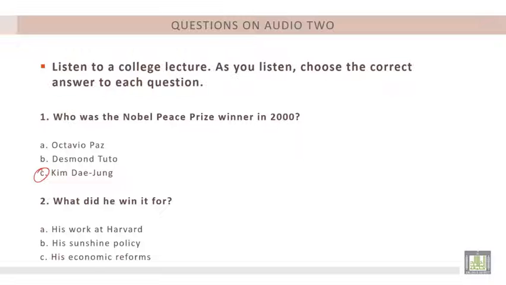Question number 2. What did he win it for? A. His work at Harvard. B. His Sunshine Policy. C. His economic reforms. Actually, Kim Dae-jung won the Nobel Prize for Peace because of his Sunshine Policy.